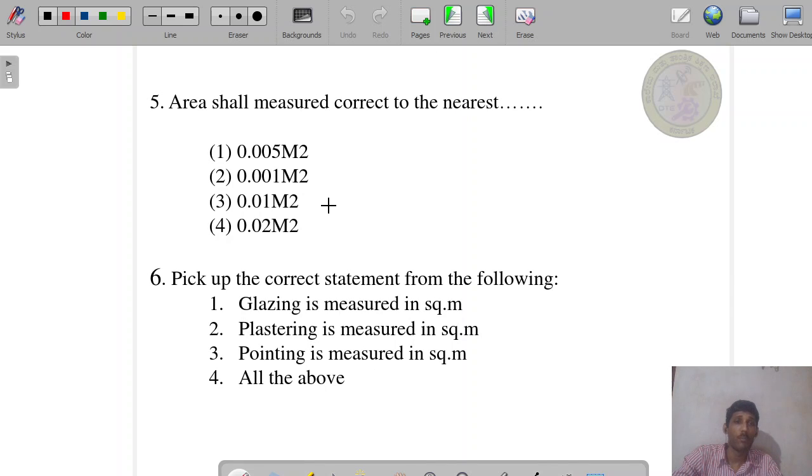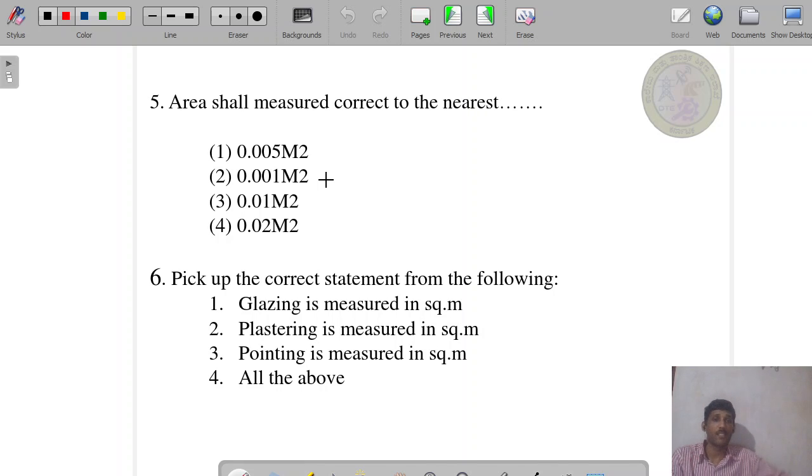Now move on to question number 5. Area shall be measured correct to the nearest value. The options are 0.005 meter square, 0.001 meter square, 0.01 meter square, 0.02 meter square. The correct answer is 0.01 meter square.